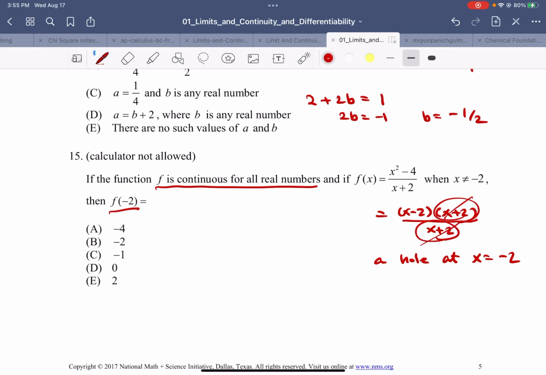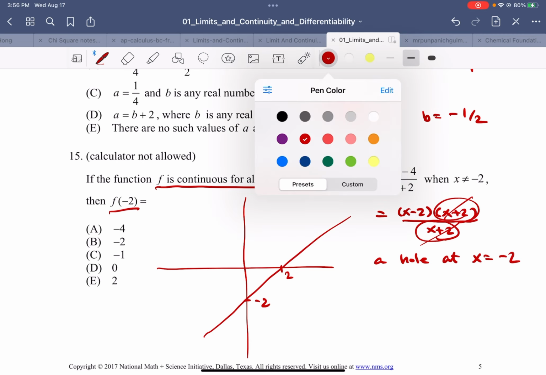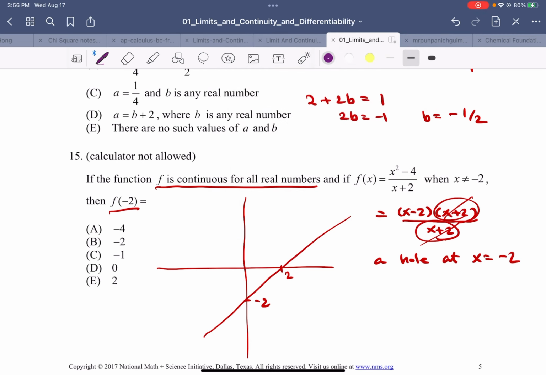After you cancel, let's quickly graph it. y equals x minus 2. So -2 here, +2 here, so this kind of graph. But at x equals -2, somewhere here, there's a hole, right? That hole is found after you cancel out and plug in x equals -2. -2 minus 2 is -4. So the location of the hole is (-2, -4).